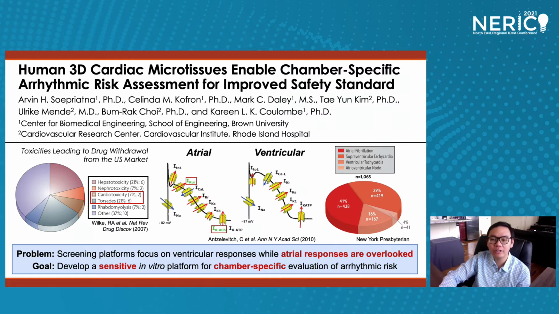However, a problem with current drug screening platforms is that they primarily focus on ventricular responses to drugs, while atrial responses continue to be overlooked, despite atrial arrhythmias being the most common type of arrhythmias in the clinic. And so our goal here is to develop a sensitive in vitro platform for chamber-specific evaluation of arrhythmic risk. Next slide, please.